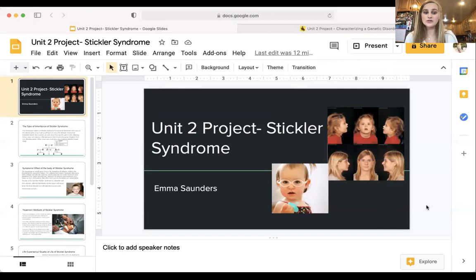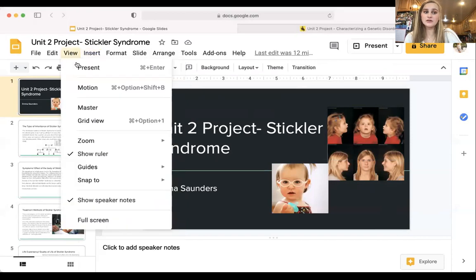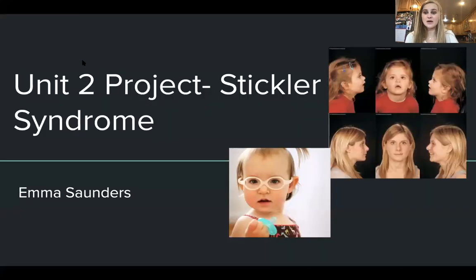So, my Unit 2 project is about Stickler syndrome. I knew a little bit about Stickler syndrome, but I didn't know a whole lot about it, so I was really excited to research it, and I'm really grateful that I was able to because now I know more about it, and honestly, it's a very interesting syndrome. So, I'm just going to get straight into my project.